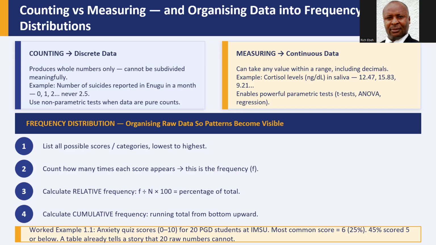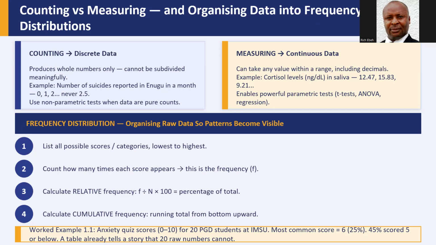Measuring, on the other hand, produces continuous data. That's the difference. Continuous data have values that can, in principle, take any value within a range. For instance, our body weight.